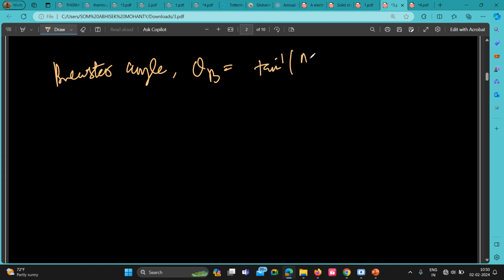Next is Brewster angle. Theta b is equal to tan inverse n2 by n1. Malus law: I is equal to I naught cos square theta.